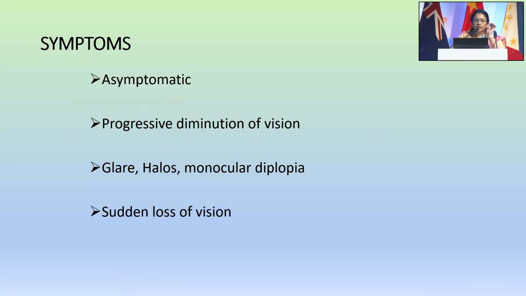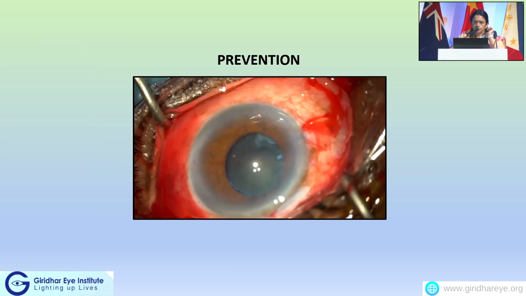Now, as told, it can be asymptomatic or there can be progressive diminution of vision. Glare, halos or monocular diplopia will be there when the lens is grossly decentered, or when it is dislocated, there can be sudden loss of vision.